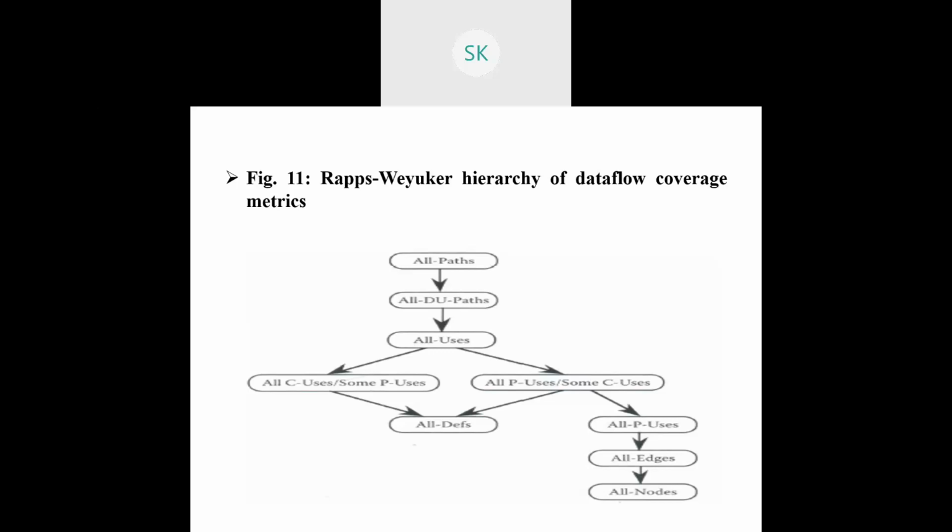The same thing is replicated with respect to data flow testing, but they are saying it in their own definition. That's it. First, we need to identify all the uses, all paths. From all paths, all DU paths you need to identify. From DU paths, you need to identify all the uses. In the uses, there are two bifurcations here. One is all C uses for some P uses. The other one is all P uses for some C uses. Combining this, you'll be getting the all definitions.